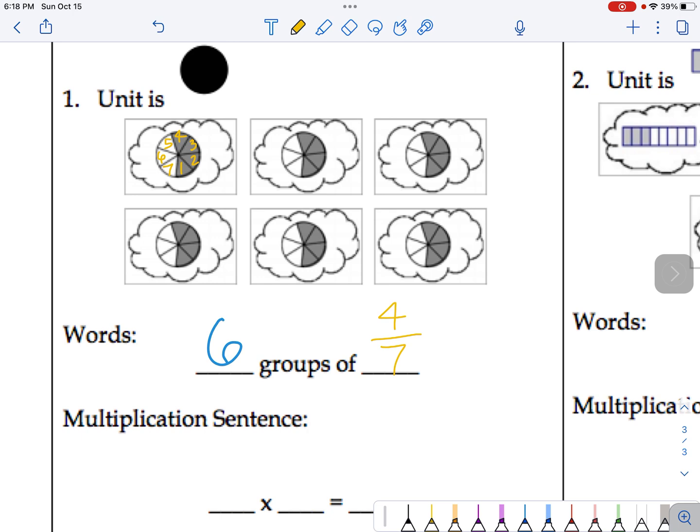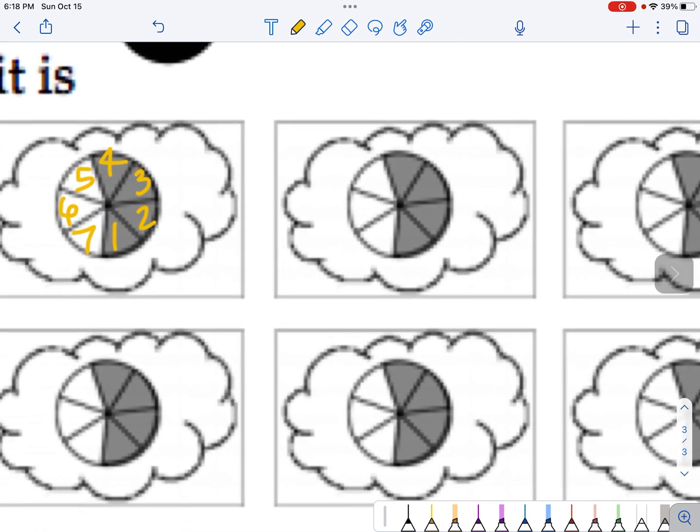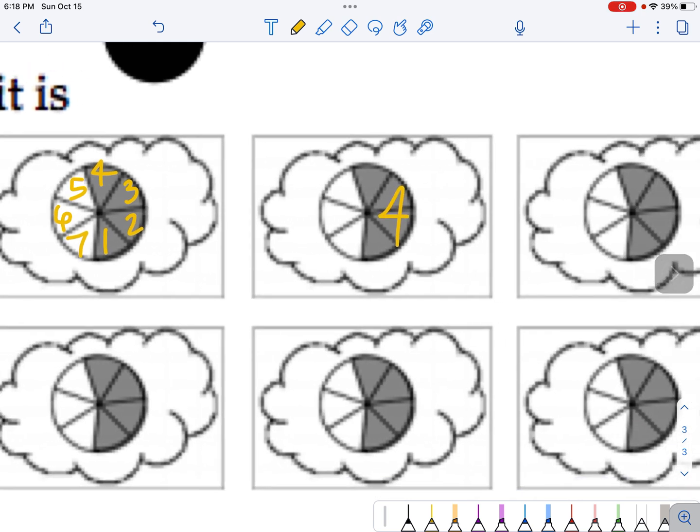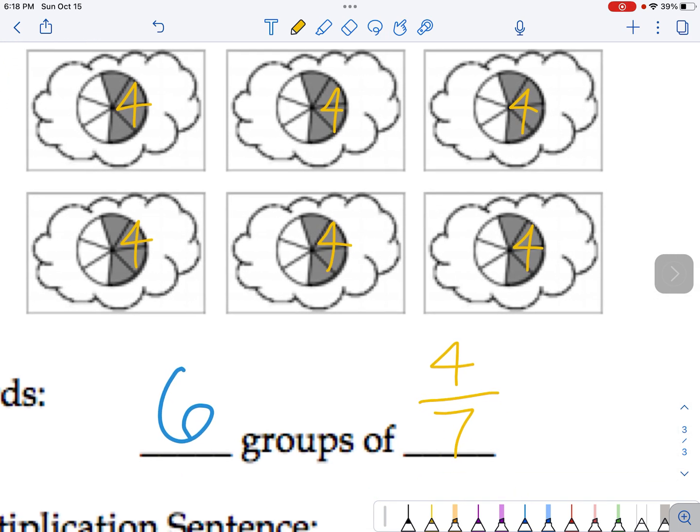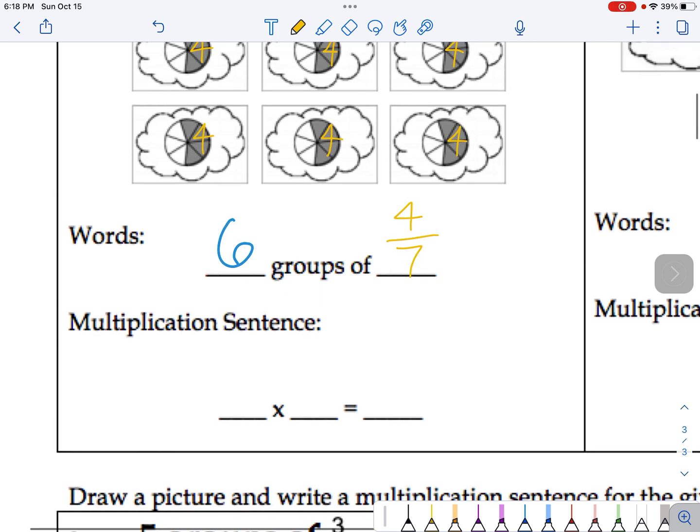So for the multiplication sentence, now I'm just going to think about the colored in parts. There's 4 in the first one, plus 4 more, plus 4 more, plus 4, plus 4, plus 4, or 6 4s. I'm going to change this first one back. There are 4 colored here. So I have 4 6 times. 4 times 6 is 24.